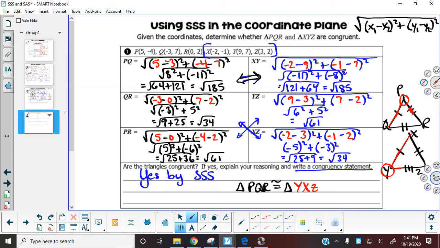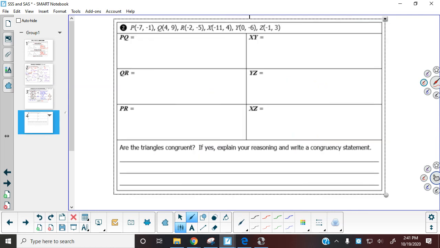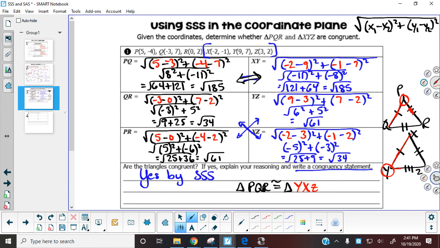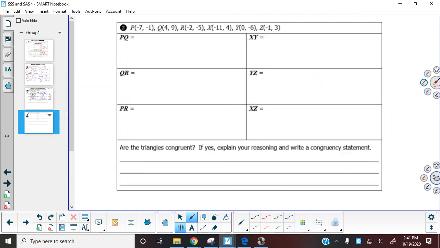So on your own, I'm going to have you try out this last problem here, figure out if they are congruent. So keep in mind here, for the last one that we did, we had to prove all three sides were exactly the same. Not close, exactly the same. As soon as one was not the same, we would have not congruent, okay? So we have to prove all three are exactly the same. So go ahead and try this one out.